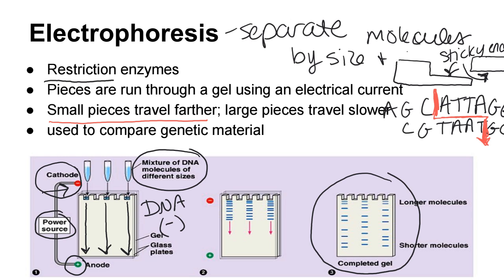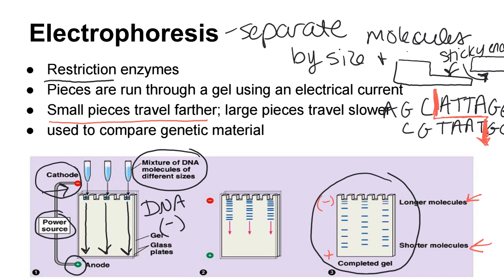So as we look at this last picture over here on the right, you'll see the shorter molecules are the farthest away from where they were originally loaded into the well, and the longer fragments or pieces are closer. They did not move quite as far. Again, it's moving through this gel. And because it's moving through this gel, these shorter pieces are able to move through the gel a little bit faster, so they go a little bit farther, where the larger pieces do not.